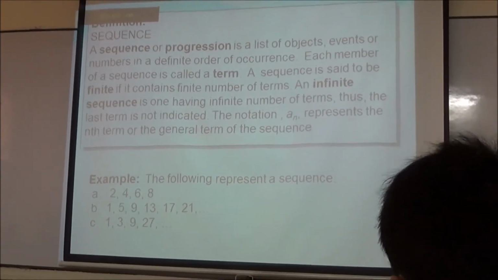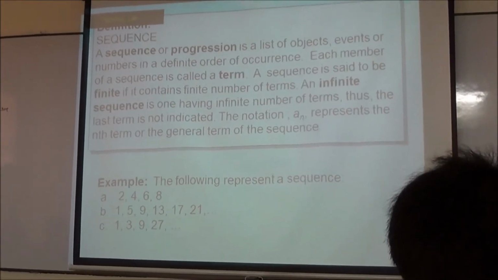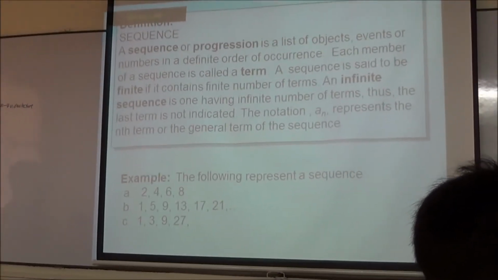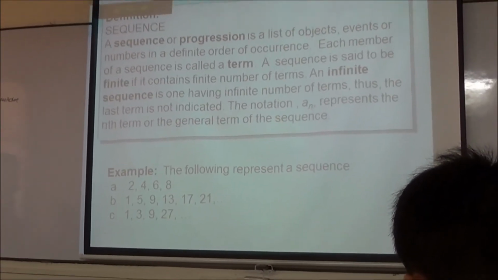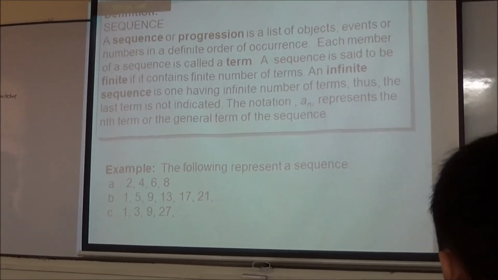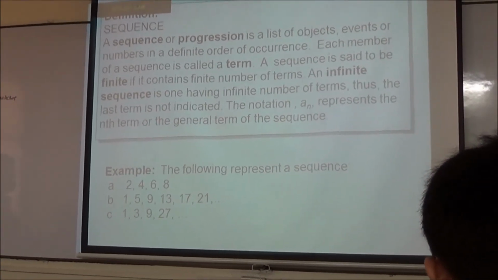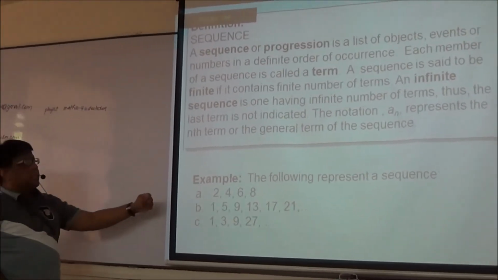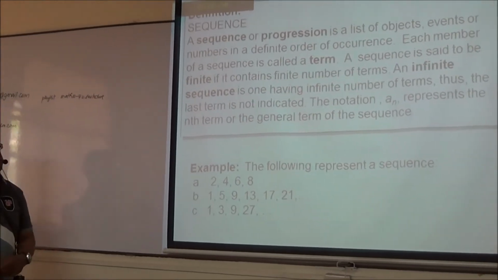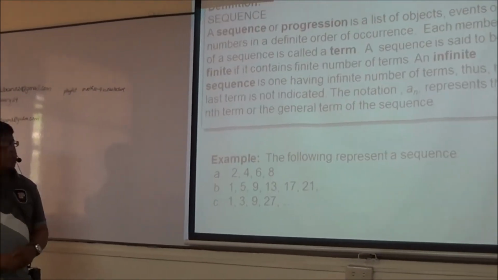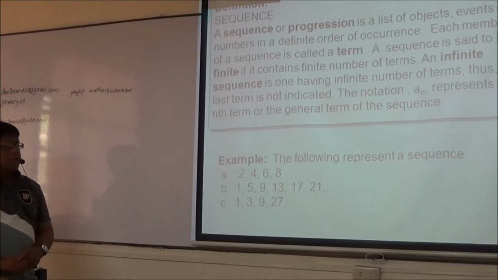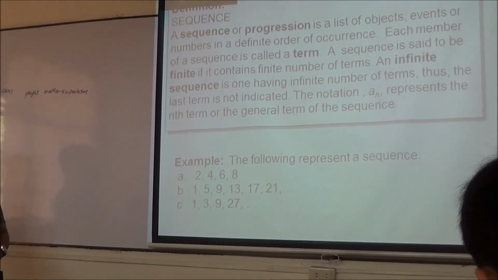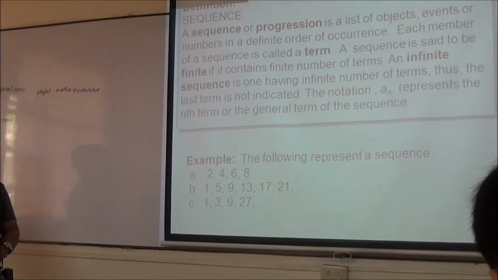Here are some examples of sequences. We have the sequence 2, 4, 6, 8. Then we have 1, 5, 9, 13, 17, 21. Then we have 1, 3, 9, 27, and so on. For each sequence, A, 2, 4, 6, 8, is a finite sequence because it contains a finite number of terms. There are only 4 terms. And B and C are examples of infinite sequences because the last term is not indicated.